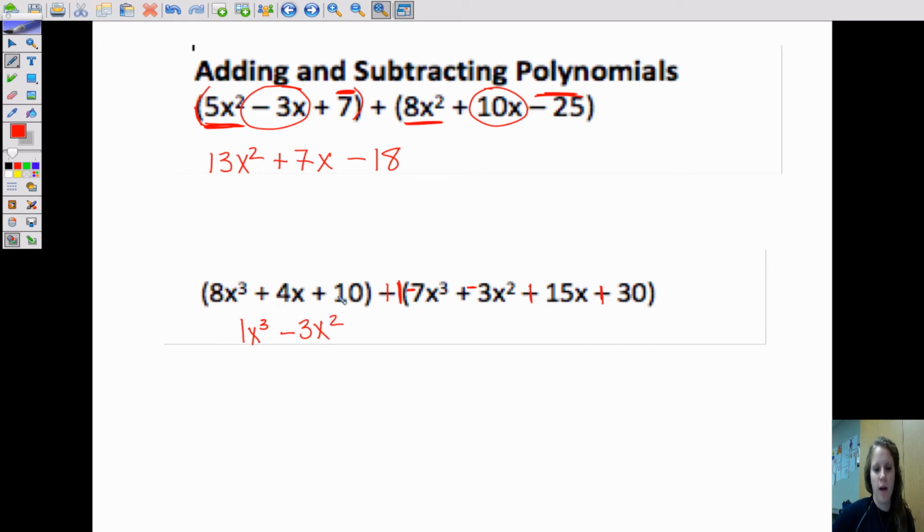And then we have 4x minus a negative 15, or we've just made it a plus 15, so that'd be 19x. And 10 minus a negative 30, or just plus 30, would be 40. So here is a simplified version of those two polynomials. Again, polynomial, 3 terms and 4 terms. Both of those are polynomials. So that's adding and subtracting.